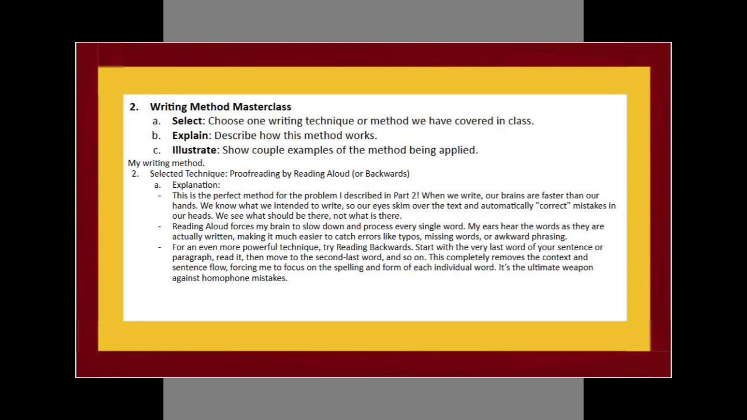Reading out loud forces my brain to slow down and process every single word. My ears hear the words as they are actually written, making it much easier to catch errors like typos, missing words, or awkward phrasing. For an even more powerful method, try reading backwards. Start with the very last word of your sentence or paragraph, read it, then move to the second last word, and so on.